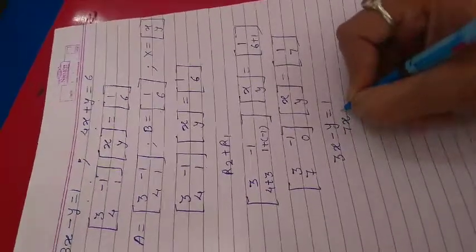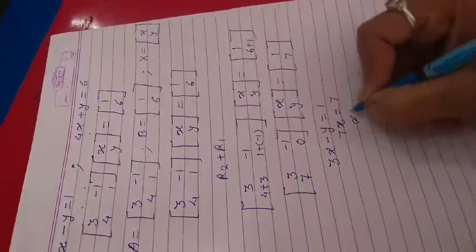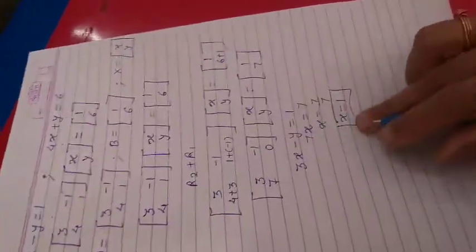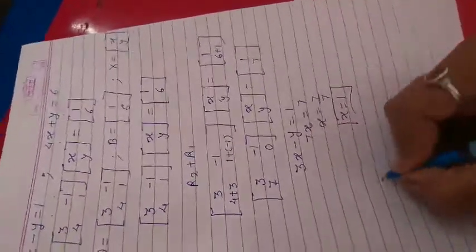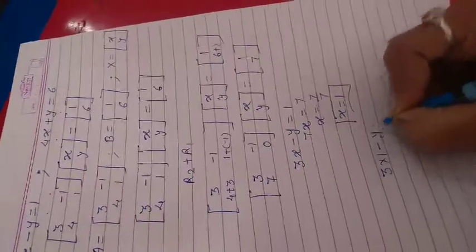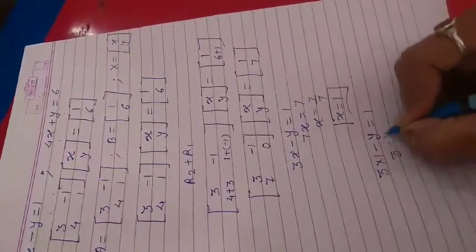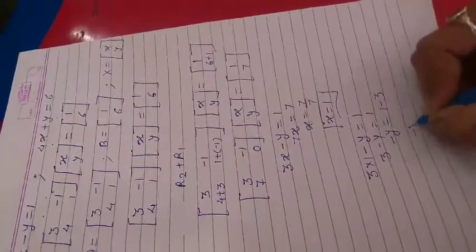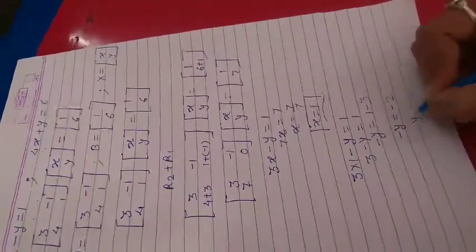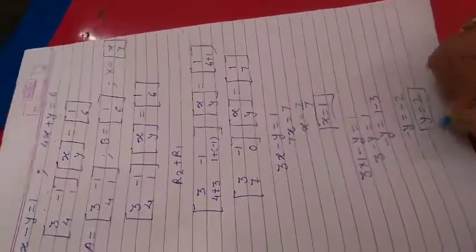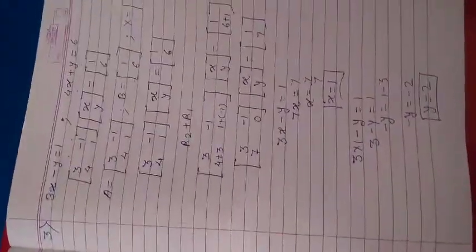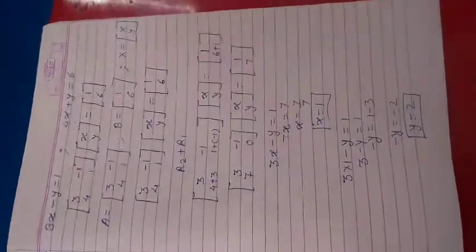Now again one variable is 0, so we'll write the equations: 3x minus y is equal to 1 and 7x is equal to 7. So x is equal to 7 by 7, which means x is equal to 1. Now substitute x equal to 1 in this equation: 3 into 1 minus y is equal to 1. So 3 minus y equal to 1. Minus y is equal to 1 minus 3. Minus y is equal to minus 2. So y is equal to 2. So x is equal to 1 and y is equal to 2 is the answer of this equation.